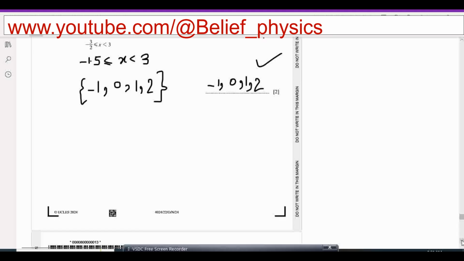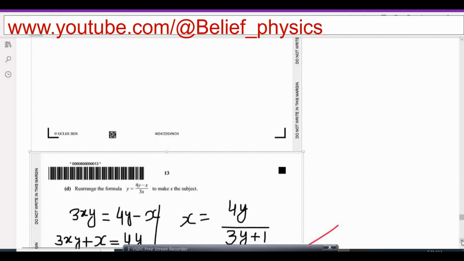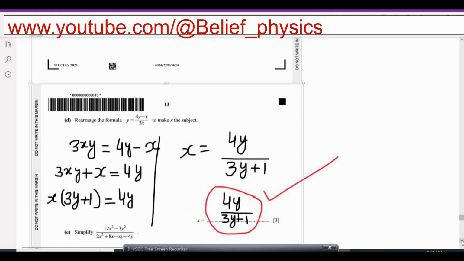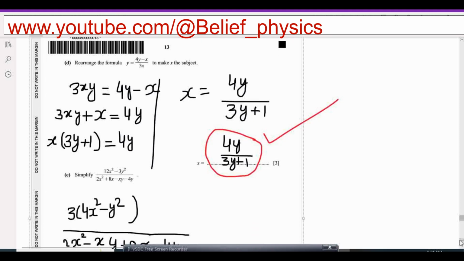The next is, rearrange the formula to make x the subject. So first of all, cross multiply it. When you cross multiply it, it becomes 3xy is equal to 4y minus x. Now put the terms independent of x on one side and the terms containing x on the other side, so this x should be here. So this becomes 3xy plus x is equal to 4y. When we take x common, it becomes x times 3y plus 1 is equal to 4y. Shift this 3y plus 1 to the right hand side, we divide. So we get x equal to 4y over 3y plus 1.